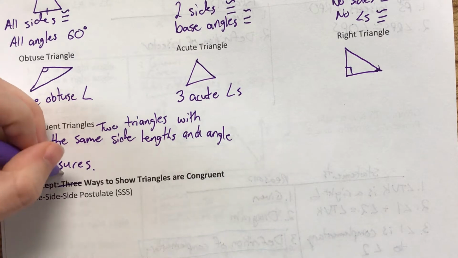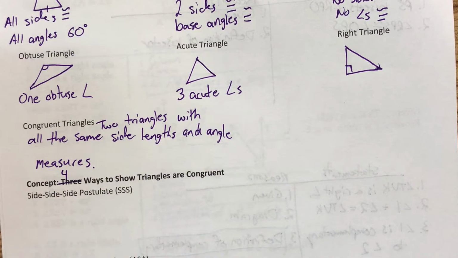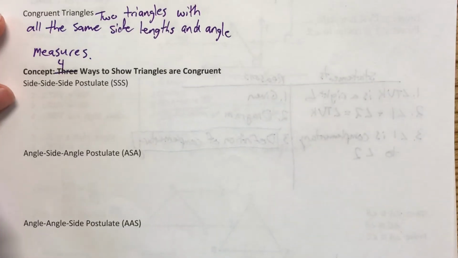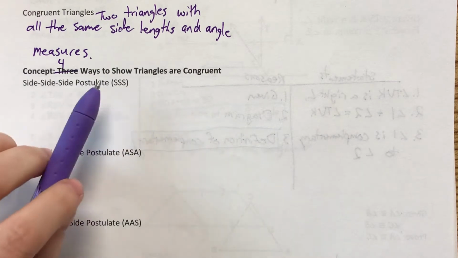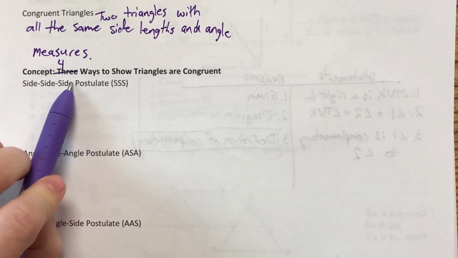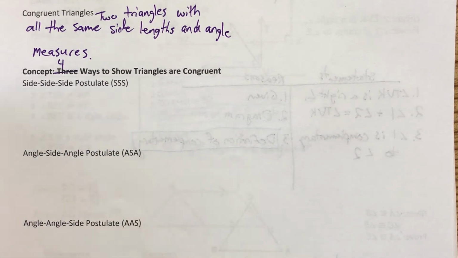So there are four ways to show that two triangles are congruent. There should be four here instead of three. And your paper probably has four on it. And the ways that you can tell are based on the idea that with a certain set of restrictions, you can only make one possible triangle. So for the side postulate, all right, postulate just kind of means reason or theory.